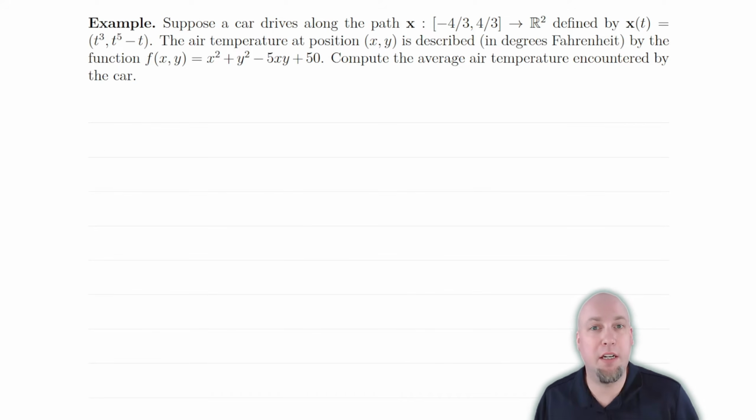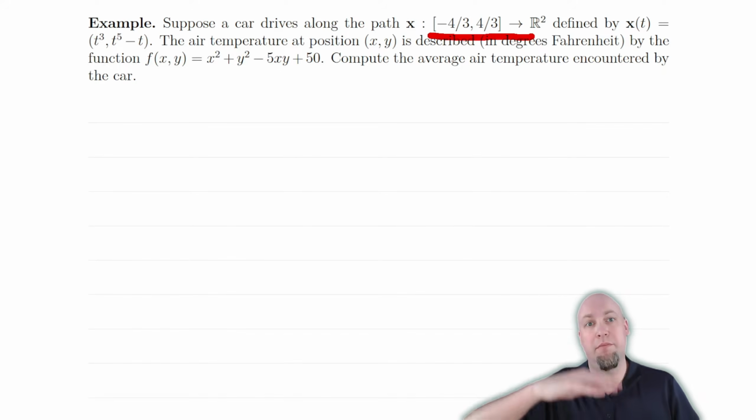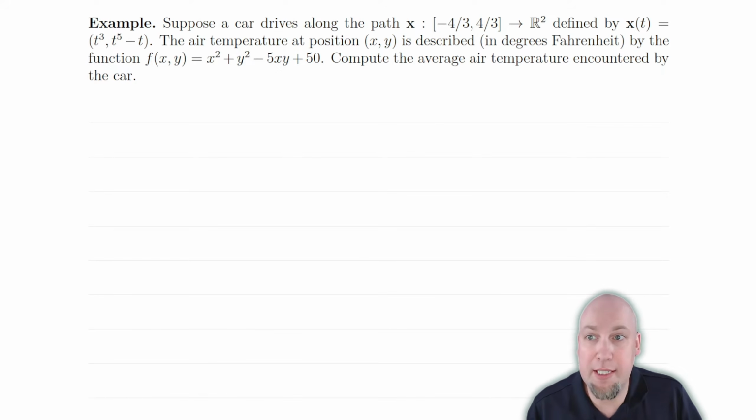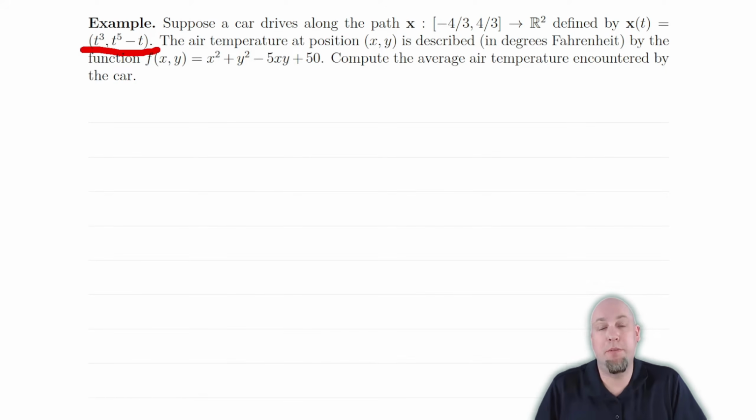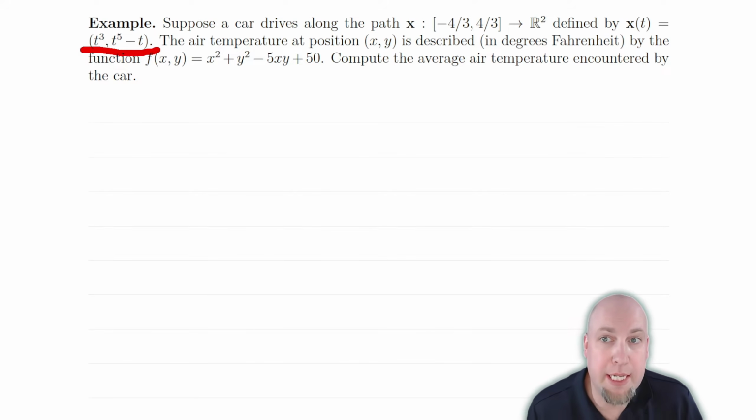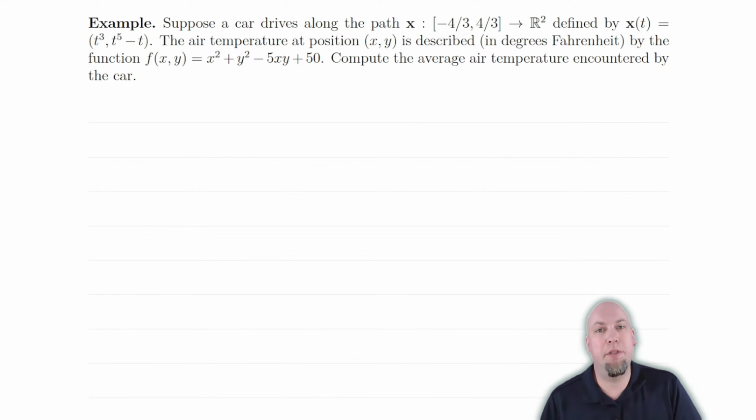Suppose that a car is driving along the path from negative 4/3 to 4/3, defined in this way. The x-coordinate is t cubed, the y-coordinate is t to the power 5 minus t, and suppose furthermore that the air temperature at the position (x, y) in degrees Fahrenheit is given by this function here: x squared plus y squared minus 5xy plus 50.